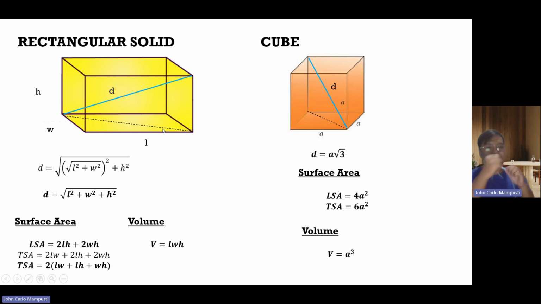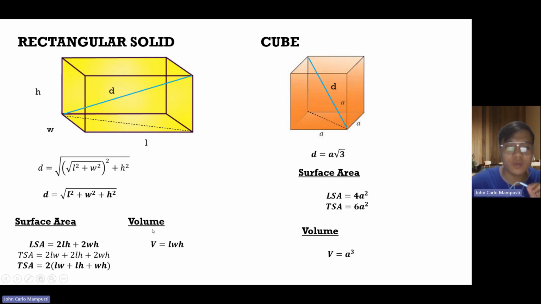For the total surface area, of course, we're going to add the area nung dalawang bases natin. So, we have 2 times length times width. Kasi meron tayo sa baba at sa taas. Okay? So, if we're going to factor out 2, we have 2 quantity L length times width plus length times height plus width times height. So that's the total surface area of the rectangular solid.